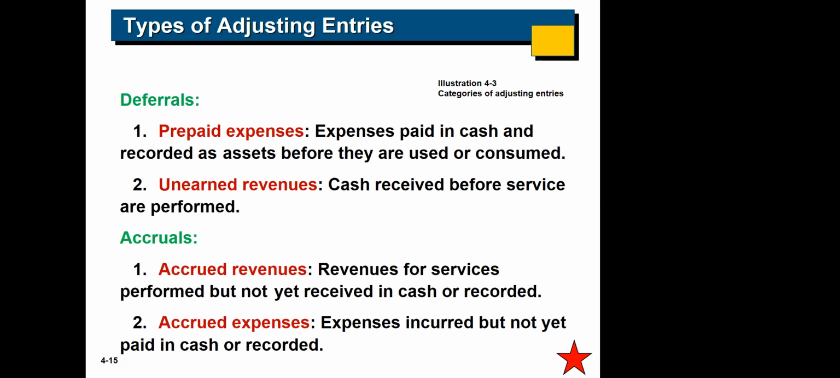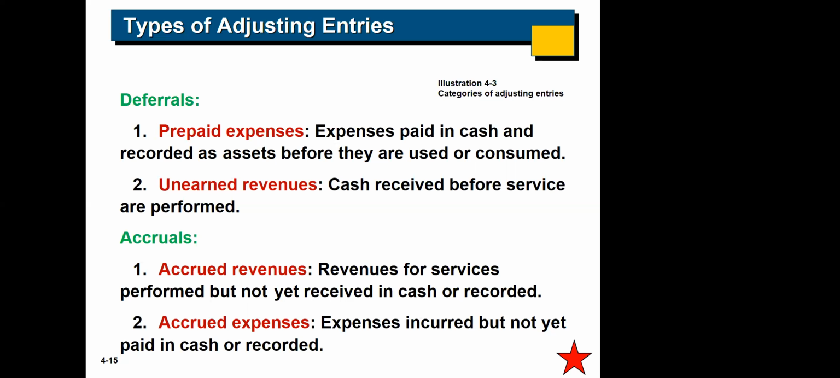Accruals, we have accrued revenues. These are revenues for services performed but not yet received in cash. We've already been doing that. You provide a tutoring service to John Smith, and he will pay you in 2 months. You debit accounts receivable, you credit service revenue. So we've already been doing that one, and you guys didn't even know you were doing it.